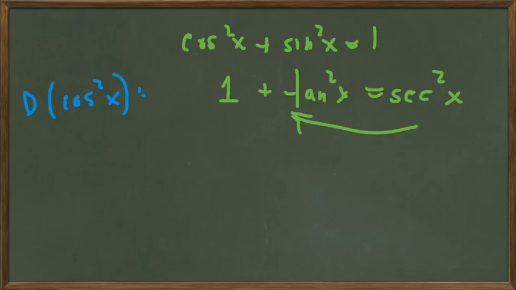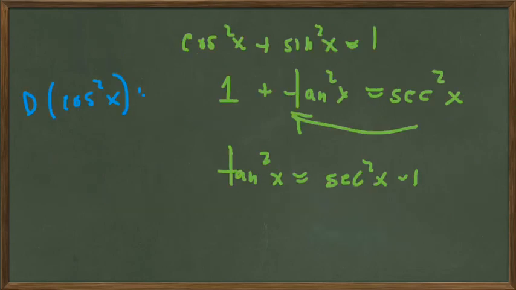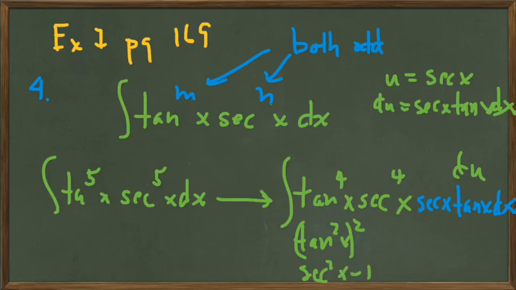Let's go back to this identity, which written in another form allows us to write tangent squared x as secant squared x minus 1. And so that allows us to write this integrand as... I'm sorry, that's not right. We want to convert the tangent squared to tangent squared x squared, which is going to be secant squared x minus 1 squared.